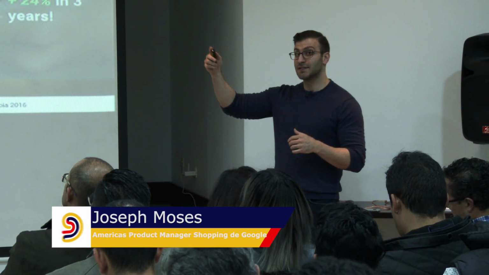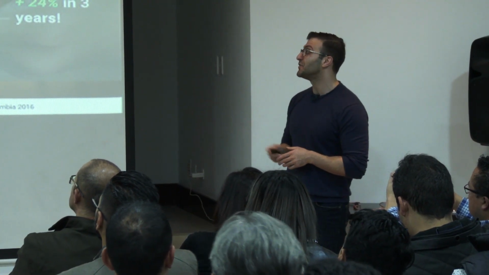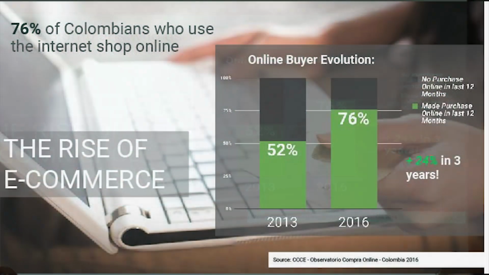If we take a step more specifically on the Colombian market, we see the trend continue here. So if we look from 2013 to 2016, the percentage of Colombians who purchased something in the last 12 months, we actually see that rise 24% in just 3 years. So we've seen this globally. We've definitely seen this in the States, and now we're actually seeing that in the Colombian market. And we think this trend's going to continue now that we've brought Google Shopping here.